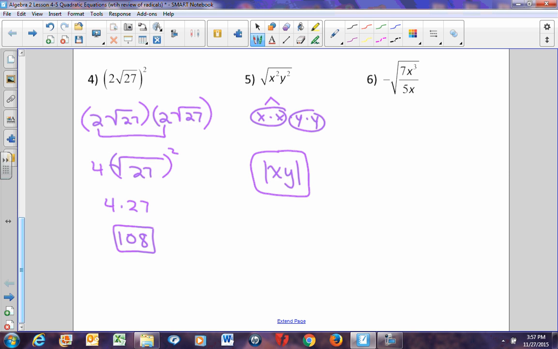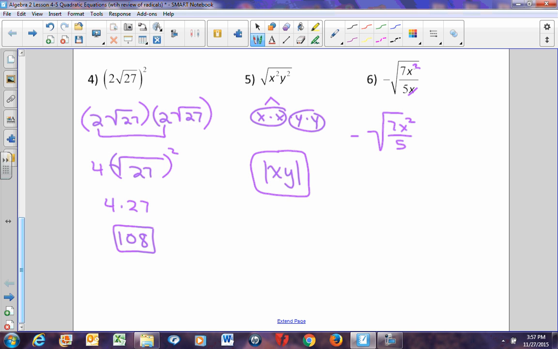That's very critical to know. Number 6, if I have the negative square root of 7x to the third over 5x. Before I even think about doing anything with this, I'm going to simplify it because I can cancel one of the x's from the bottom with one of the x's on the top. So now I have the negative square root of 7x squared over 5.